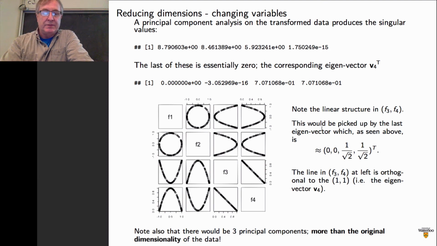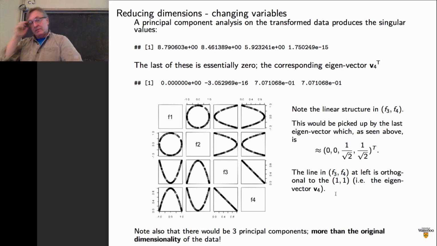And this is where V comes into some value. So here's the last eigenvector, or the last right singular vector, and you can see the values. It's telling me that the last one, where it's 0 happening, looks like 0, 0, and these are about the same, about 1 over root 2. So this line here is orthogonal to 1, 1. Everybody see what I'm doing?